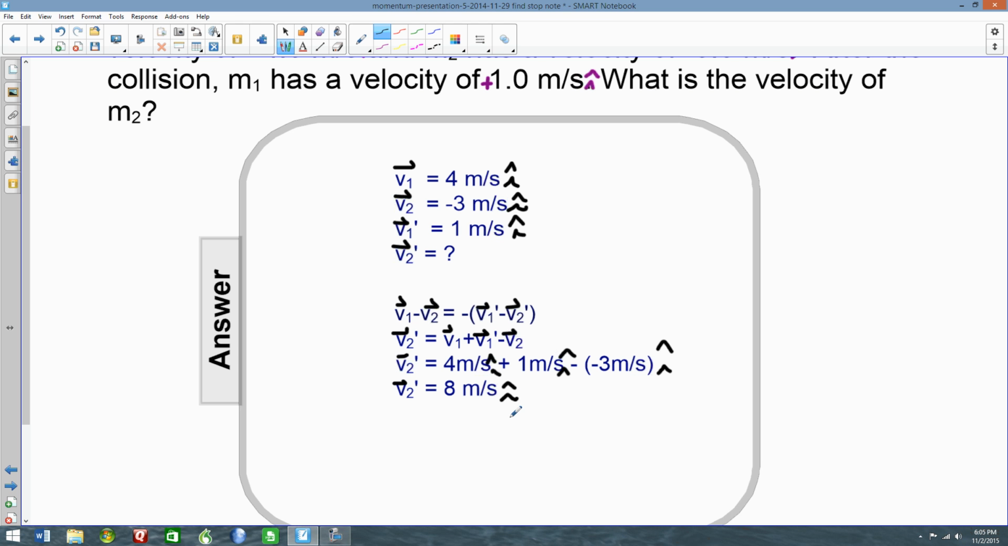Now you might be saying, wait a minute. Why is this 8 and not 5 minus 3, which would be 2 meters per second? Remember that this is minus, but the direction is negative I hat, and that makes it a plus right here. So you end up with a minus minus, which is plus. So your answer should be 8 meters per second I hat.